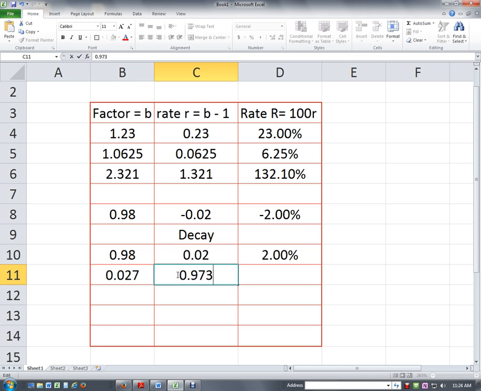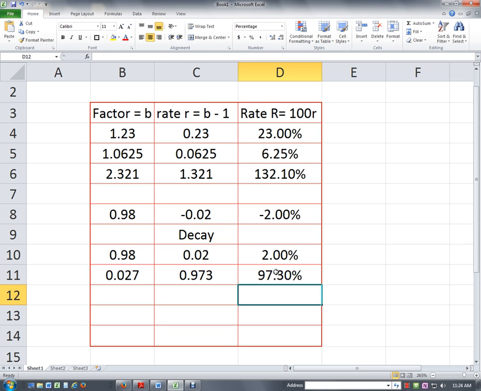0.973. That is my decay rate. This is not the factor. This is the factor. This is the rate. As a percentage, this rate is a decay rate of 97.3% decay rate.